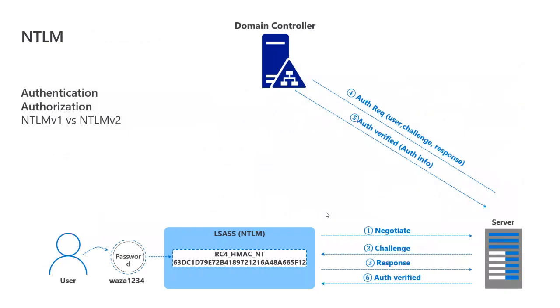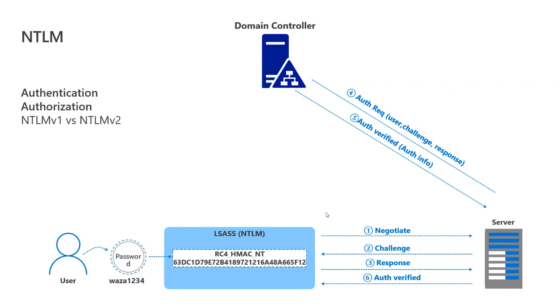And we'll remind again that NTLM is an authentication and authorization protocol. It's a good point to mention that NTLM version 1 is less secure than version 2, which has better security mechanisms and can seal and sign the traffic that comes after the authentication. Okay, let's understand how the flow of NTLM works.